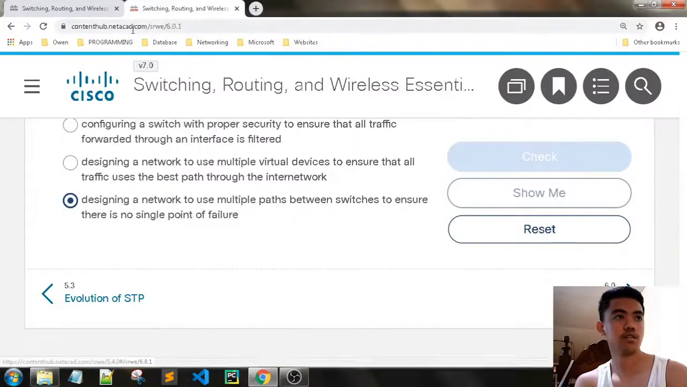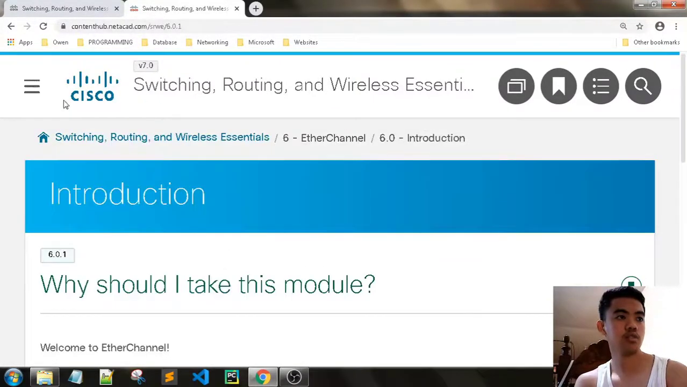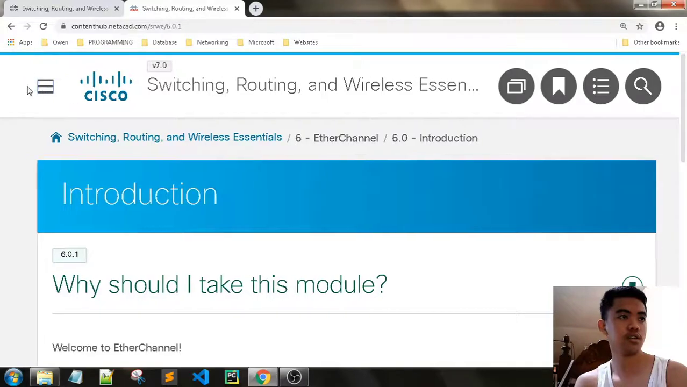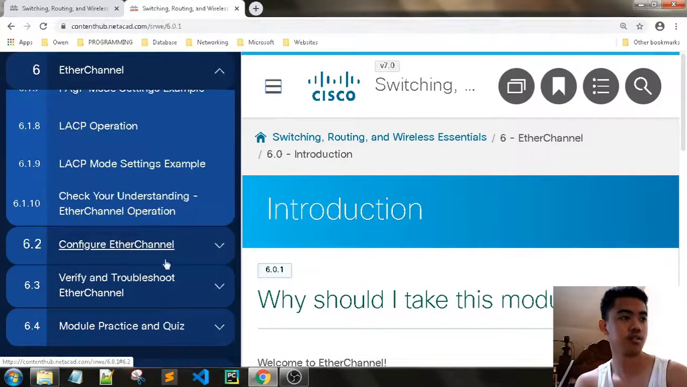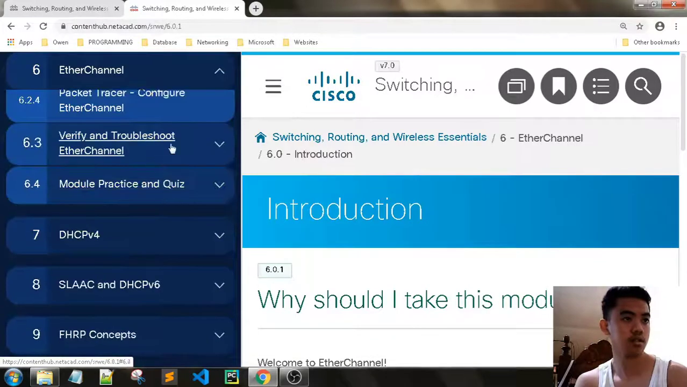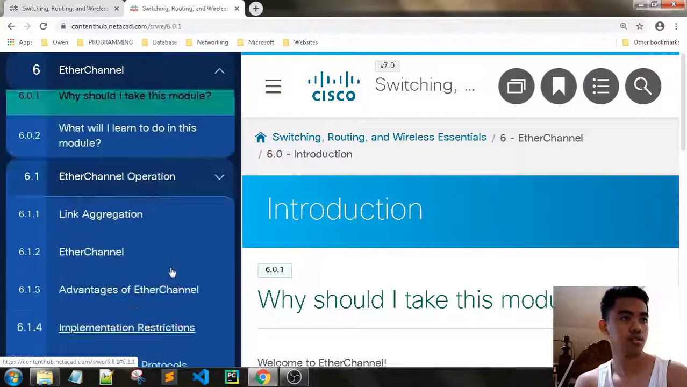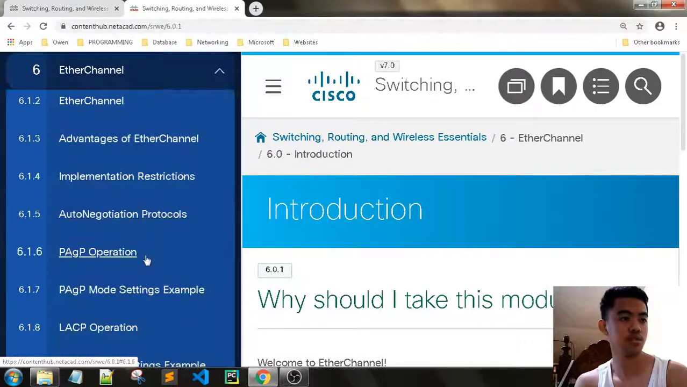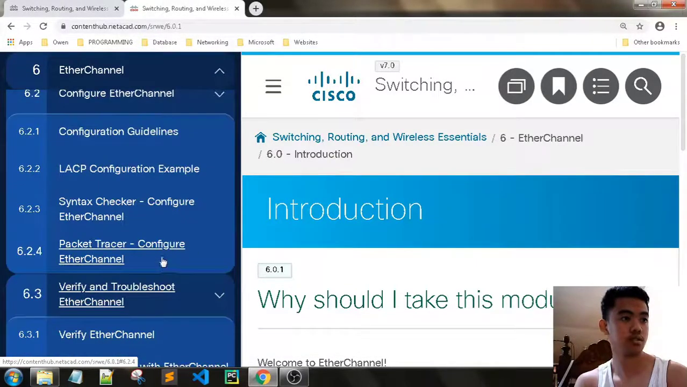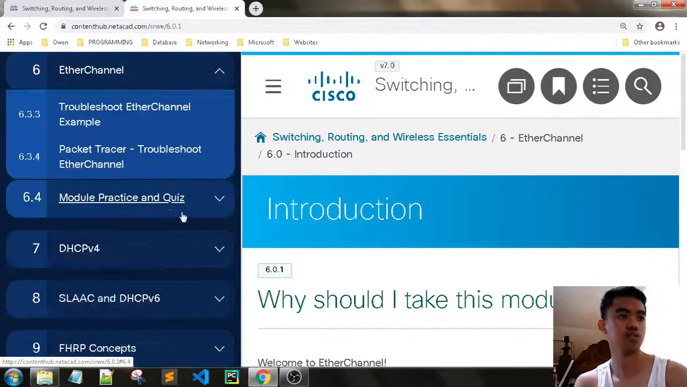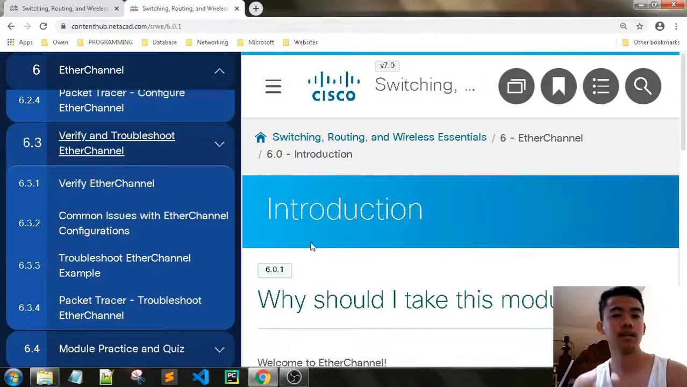Okay, so the next module is EtherChannels. It's also quite interesting reading this. I think in this EtherChannel module we will also be configuring EtherChannel with Packet Tracer. The Packet Tracer activities would be included in other playlists.